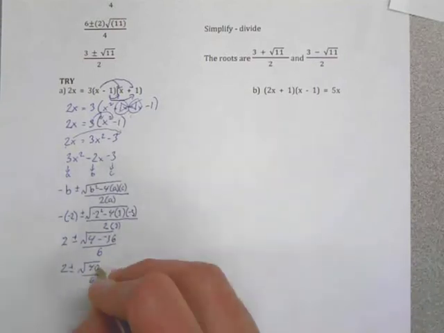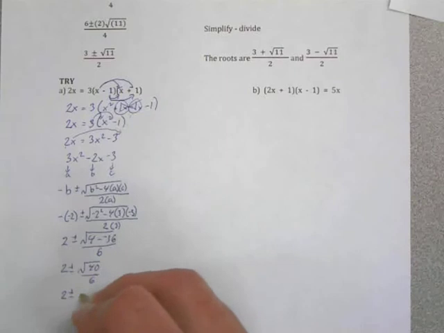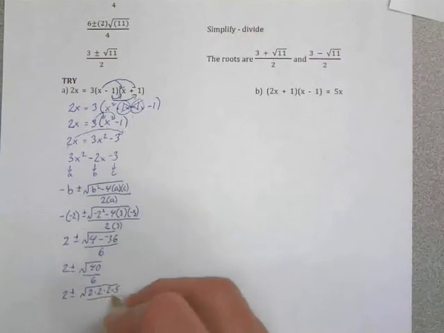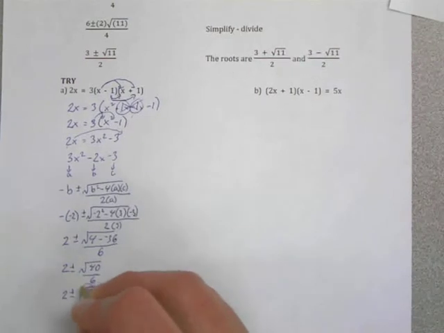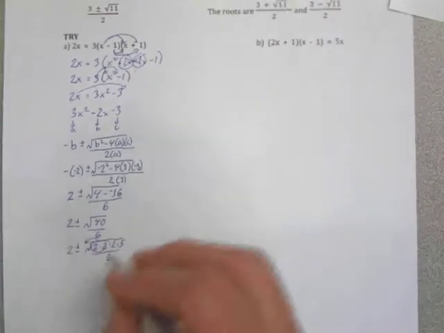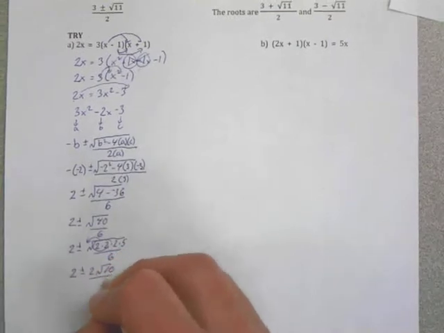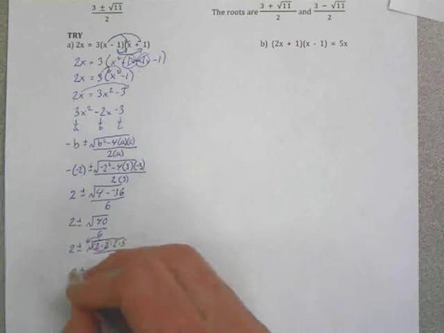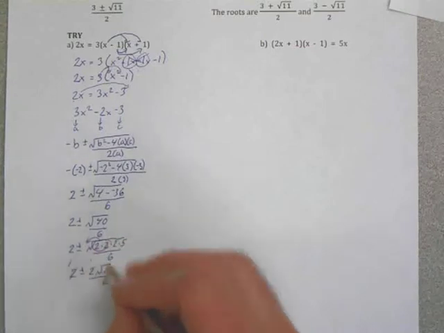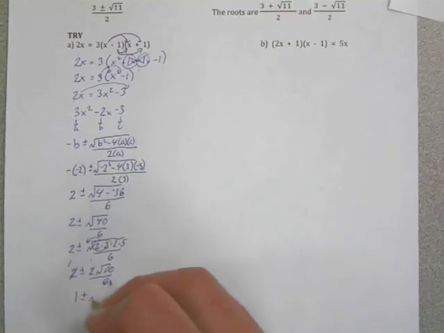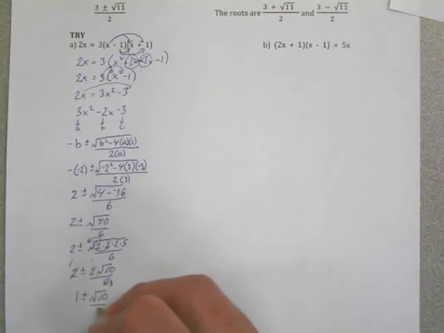I'm now going to break this down. So 40 is equal to 2 times 2, which is 4, times 10. I can take out a group of 2, so I'm left with 2 plus or minus 2 square root 10 divided by 6. I can take a 2 out of here, a 2 out of there, and 3 2's out of there. So I'm now left with 1 plus or minus the square root of 10 over 3.